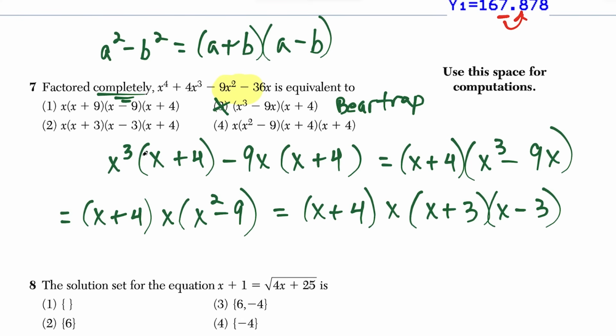And now they're out of order, but multiplication is commutative, so I could just go looking for the answer. And I could chop off this one because this is not factored completely, and this doesn't match the factors. And it's looking like choice 2, okay?